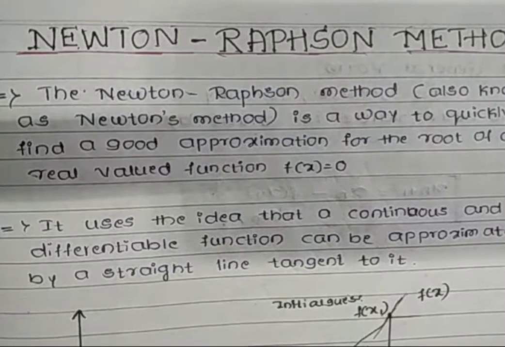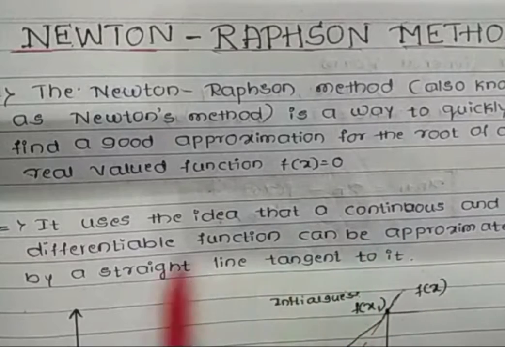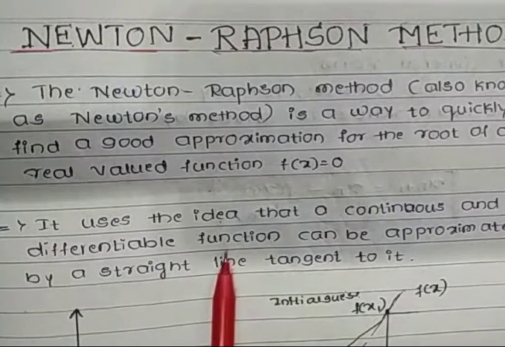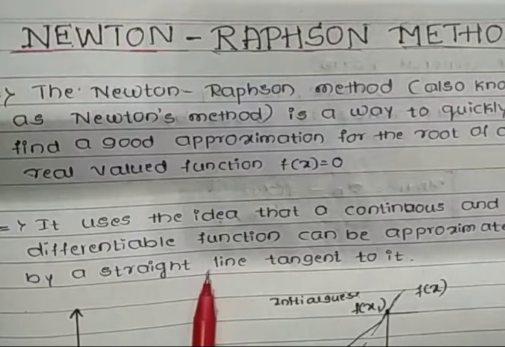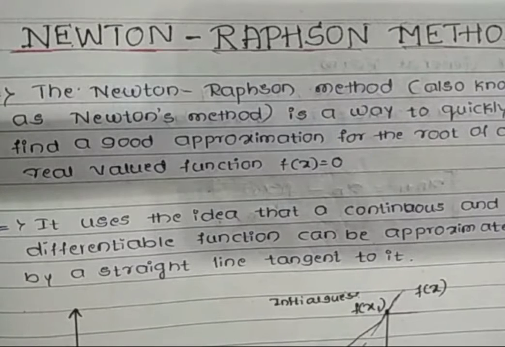Very quickly we can find the approximate root for any given real valued function f(x) = 0. Then what is the concept behind this method? The Newton-Raphson method uses the idea that a continuous and differentiable function can be approximated by a straight line tangent to it. Now what is its meaning? Here we are using the concept of tangent, and with the help of a straight line tangent we calculate the root of f(x) = 0. Just observe here.